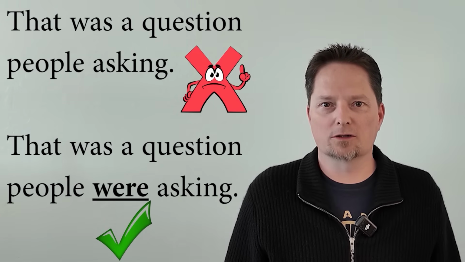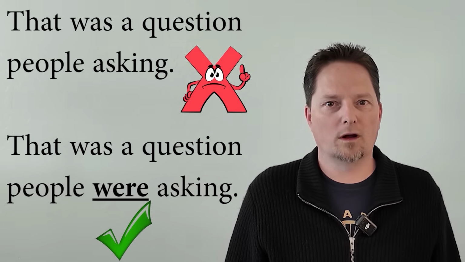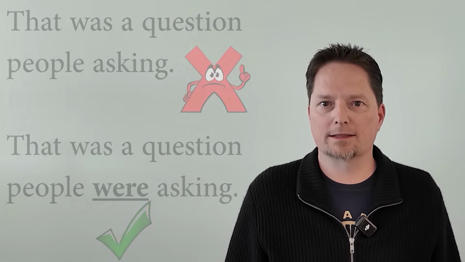But I cannot say that was also a question that people asking. In the present, that is a question that people are asking. In the past, that was a question people were asking. So example, people were asking this question. So I can say that was a question people were asking. Let's practice. Was that a question people were asking? That's right. That was a question people were asking.